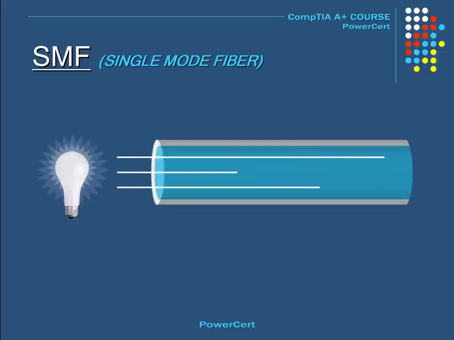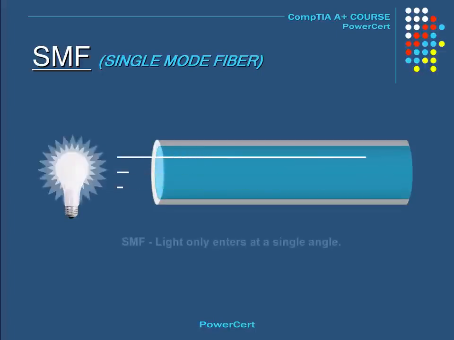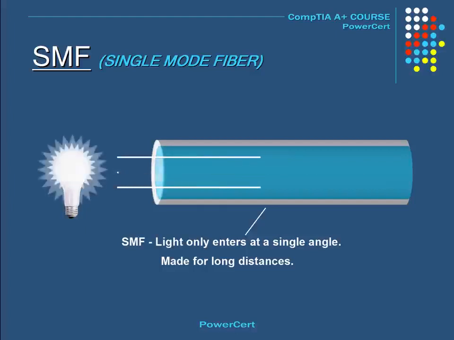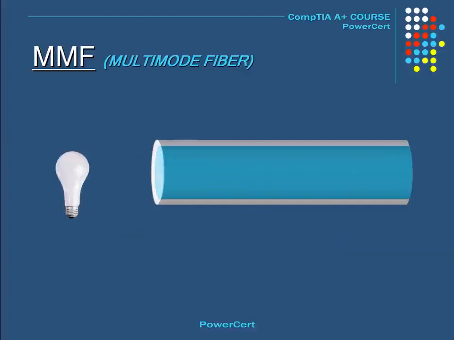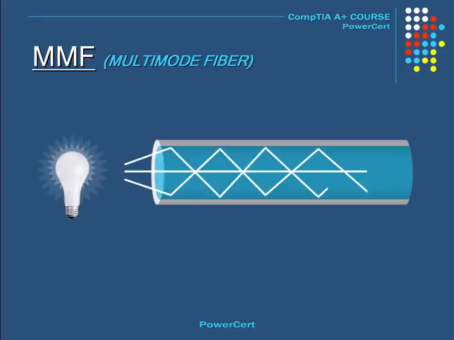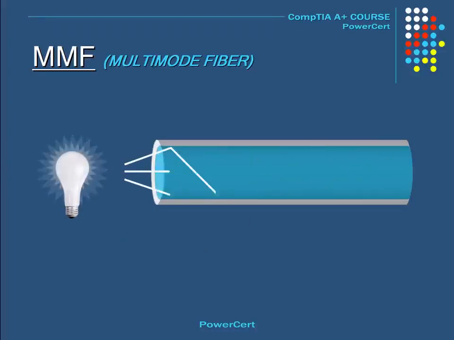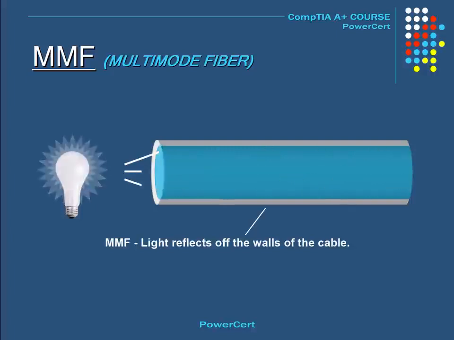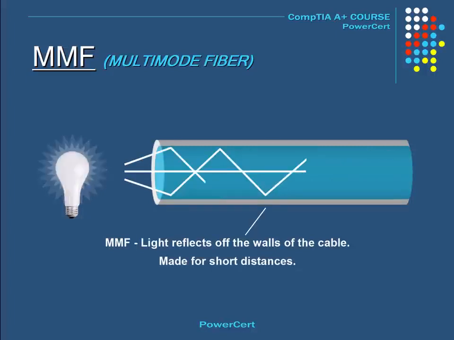Single mode fiber is a fiber optic cable that allows light to enter only at a single angle, as you can see here. So when this type of transmission of light enters at this angle, it can span for great distances. Now this is multi-mode fiber, and the difference between multi-mode and single mode is that in multi-mode, light travels in multiple beams that reflect off the walls of the cable. And unlike single-mode fiber, multi-mode fiber is made for short distances.